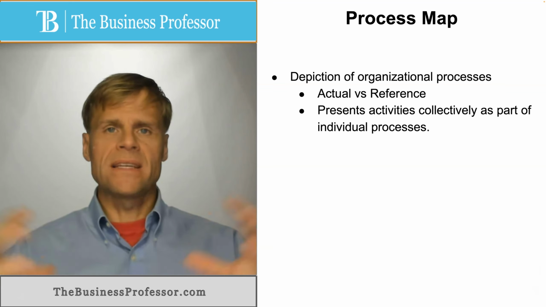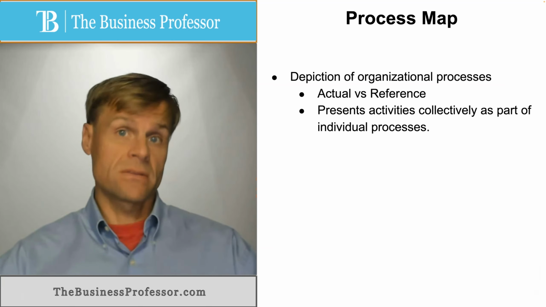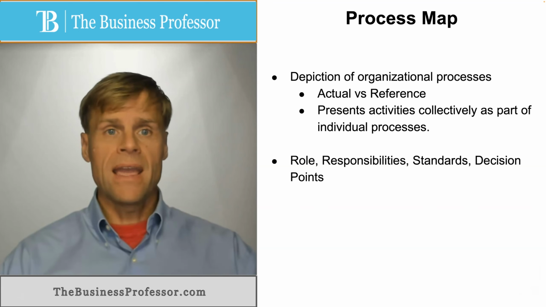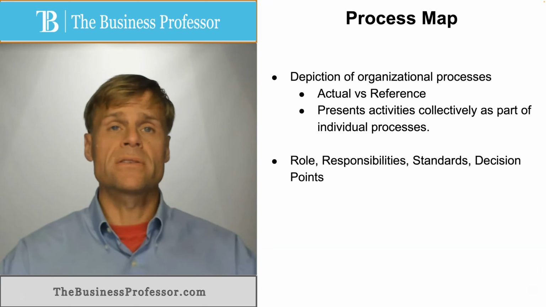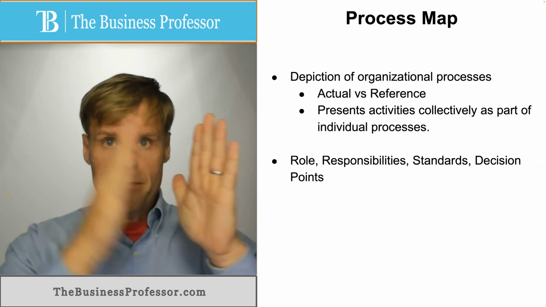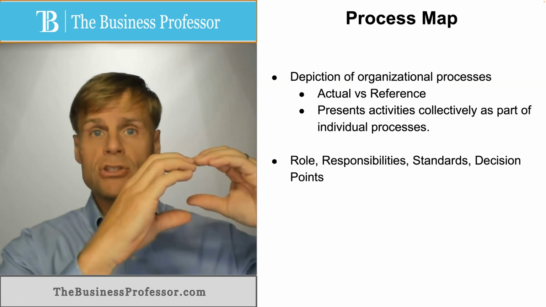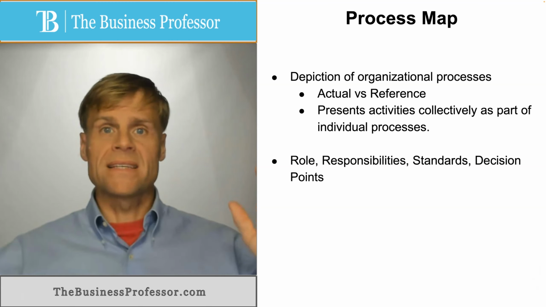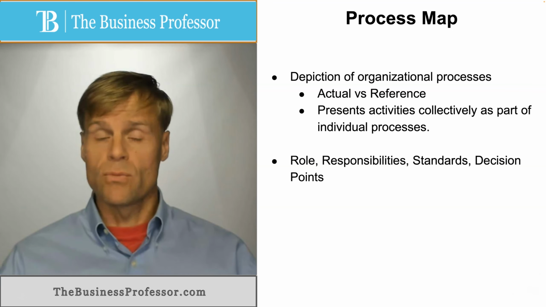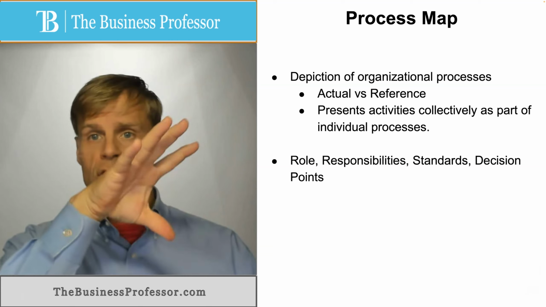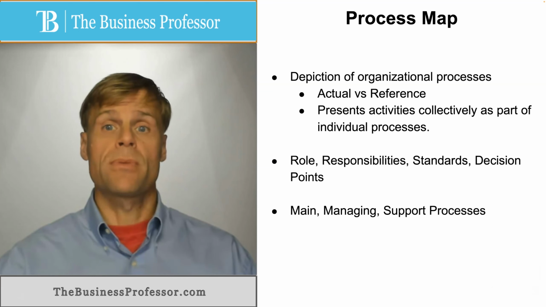So collectively, the activities are grouped by process or step towards a process throughout the organizational processes. And for each process, there's identified the roles, responsibilities, standards, and decision points that make up that process. So you look at all the activities collectively that make up an individual process, and you map how inputs flow in and outputs flow out of the organization, whatever those inputs and outputs are, and you map this along with the roles, responsibilities, standards, and decision points as part of that process.